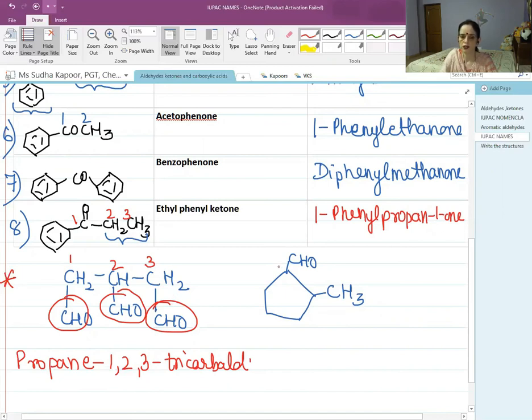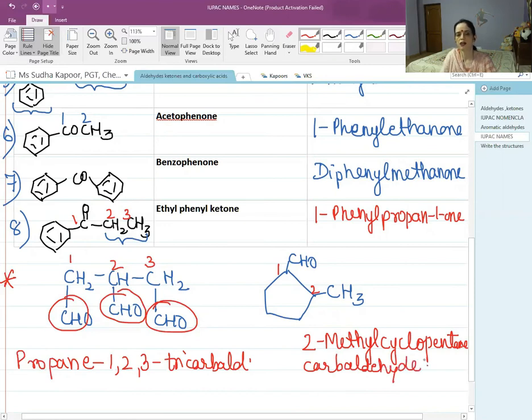Now this one. In this case, a cyclopentane ring is present. The CHO and CH3 are there. So CHO is going to be the first position and methyl on the second position. So we are going to call it 2-methylcyclopentanecarbaldehyde. So it should be very clear that whenever the CHO is lying outside our common numbering, it is known as the carbaldehyde part.